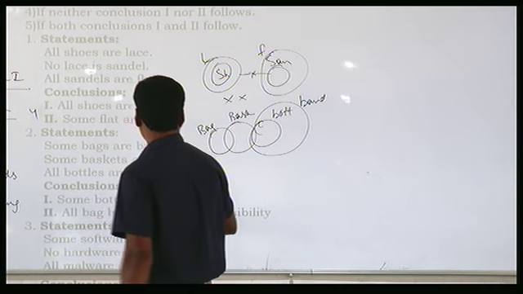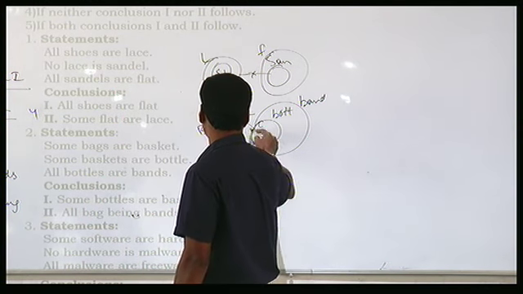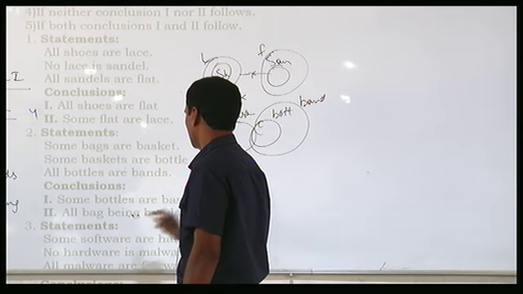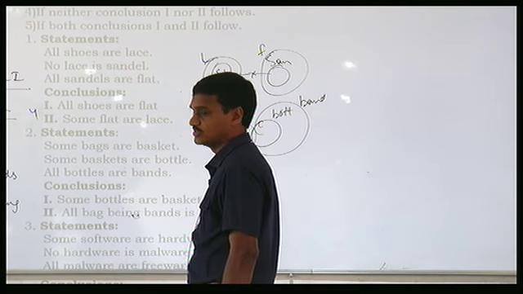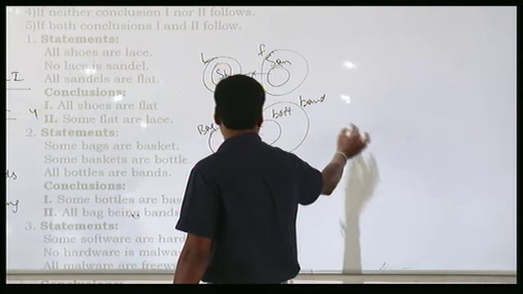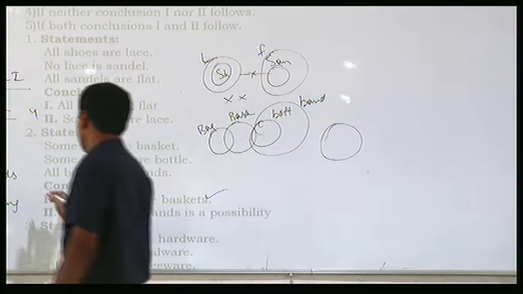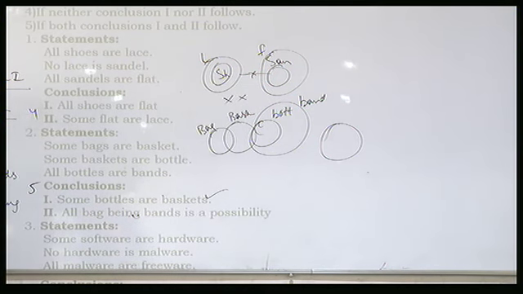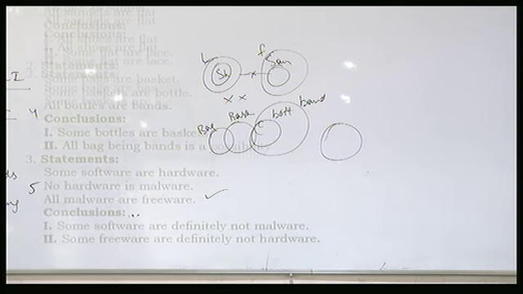Then in this one, some bottles are baskets, is it true or false? Yes, it is true. And all bottles are banned is a possibility. All the statements are affirmative, take it as a single diagram. Hence, both the conclusions followed, choice 5 is the answer. Done this? Then question number 3.